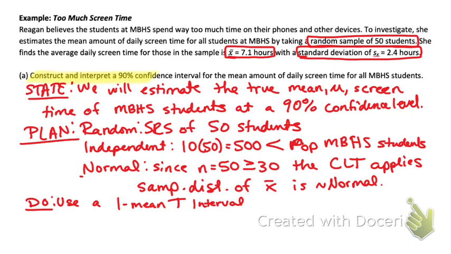Stat test 8 T interval. Oh, you need to go over to stats because we were given stats in this problem. X bar, what is it? 7.1. S sub X, what is it? 2.4. N, what is it? 50. C level, what is it? 0.9. Make sure you put it in as a decimal.